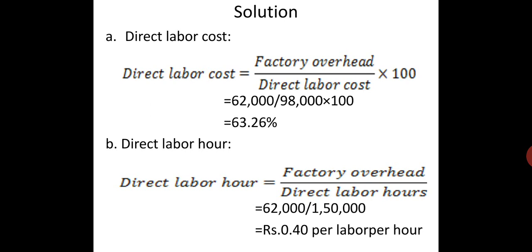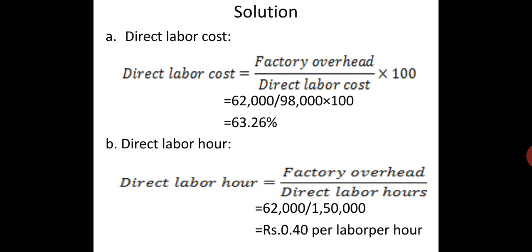The first method is direct labor cost. Direct labor cost rate is equal to factory overhead divided by direct labor cost into 100. In this problem, factory overhead is 62,000 and direct labor cost is 98,000. So that is 62,000 divided by 98,000 into 100, that is equal to 63.626.